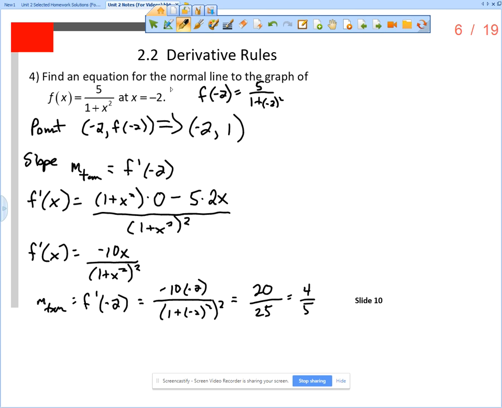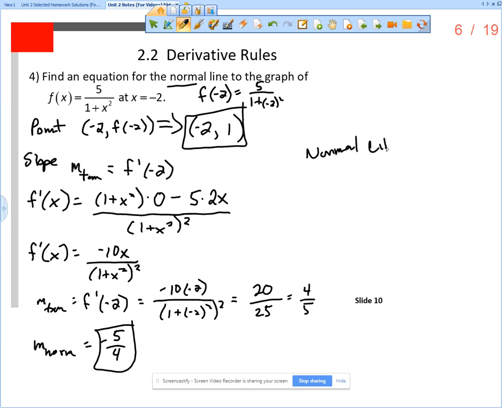So I want the equation of the normal line. So I have to find the slope of the normal line. Remember, it is the opposite reciprocal of the tangent because they are perpendicular. So negative 5/4. So now I know my point and my slope, and so I can write the equation of the normal line. So the equation of the normal line would be y minus 1 equals negative 5/4 times x minus negative 2, or x plus 2. So that is the video for slides 9 and 10.